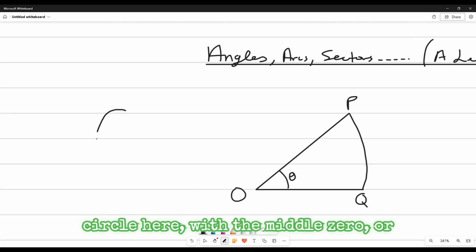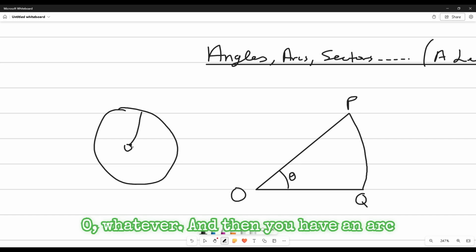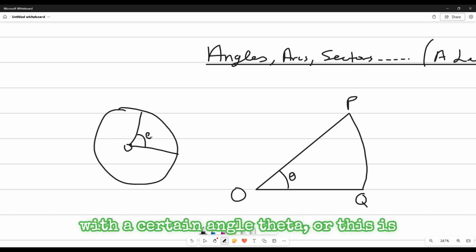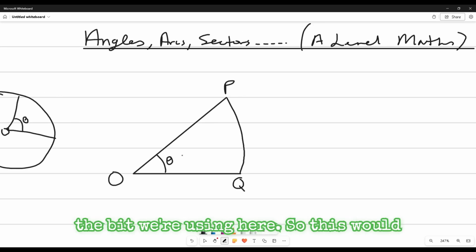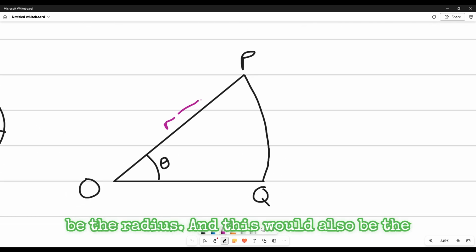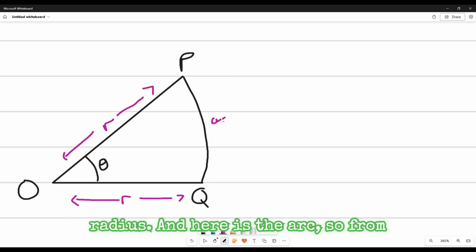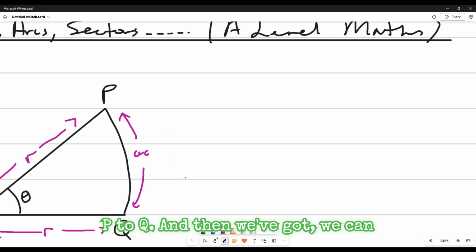So say we have our circle here with the middle O. And then you have an arc with a certain angle theta, which is the bit we're using here. So this would be the radius, and this would also be the radius. And here is the arc, so from P to Q.